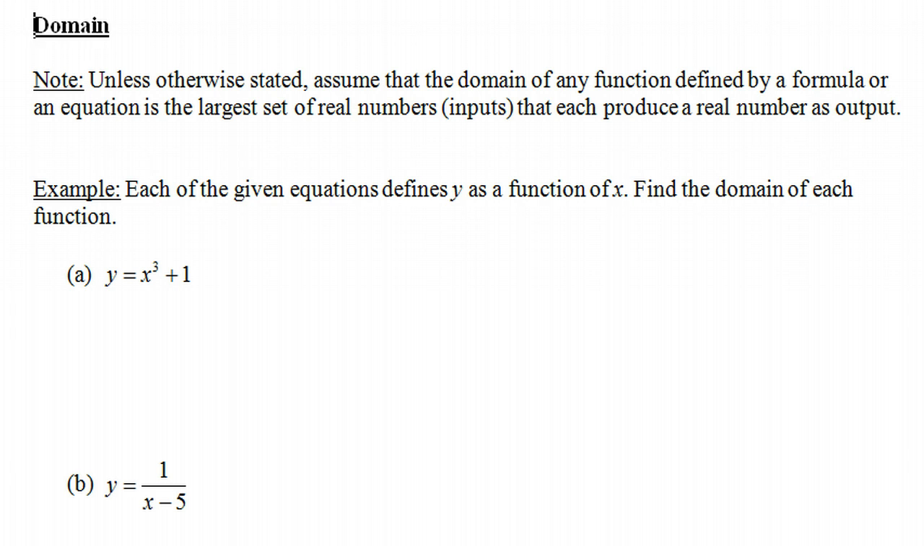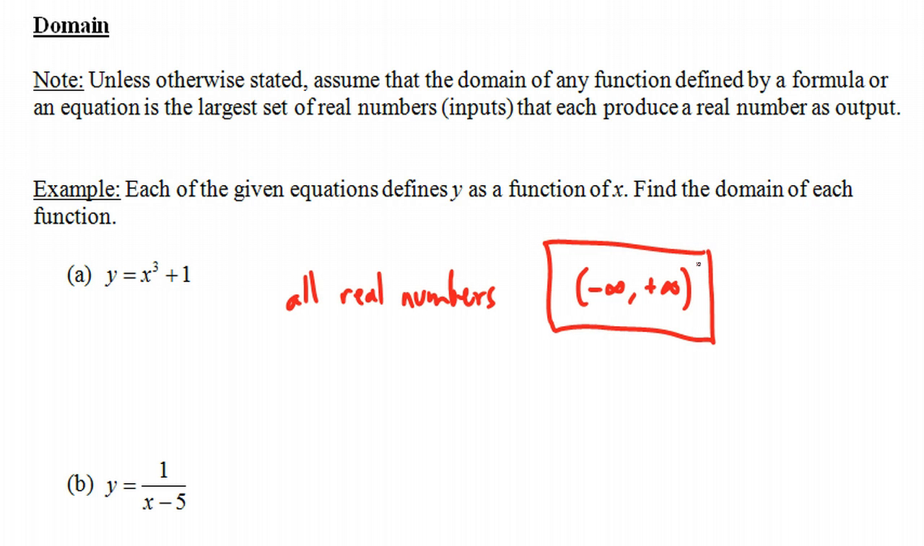Each of the given equations defines y as a function of x. So x is the input and y is the output. Find the domain of each function. Now in part A, the question is, what numbers can you plug in for x that will give you a real number as an output? Well, you can put in any number that you want. So what we would say is that the domain is all real numbers. Okay, now in interval notation, we could say it's really the interval from minus infinity to positive infinity. So maybe that would be the way to write the answer.